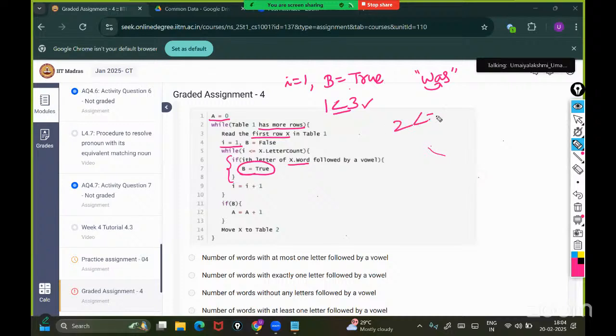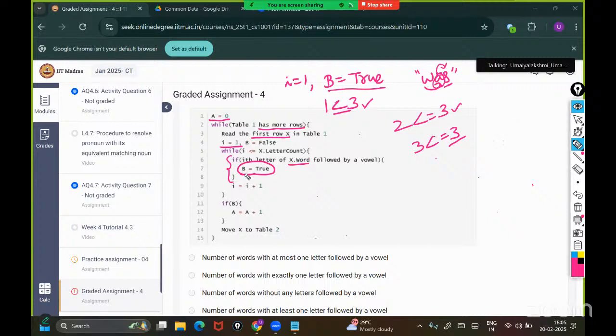Is 2 less than or equal to 3? Yes, the condition is true. So it has to check whether the ith letter of X dot words is followed by a vowel. Is it a vowel? No. So B will not be changed. As of now, it's true, and it will remain the same. And then it will take 3. Is 3 less than or equal to 3? Yes. It will check whether there are any letters following that. No. So it will stop.